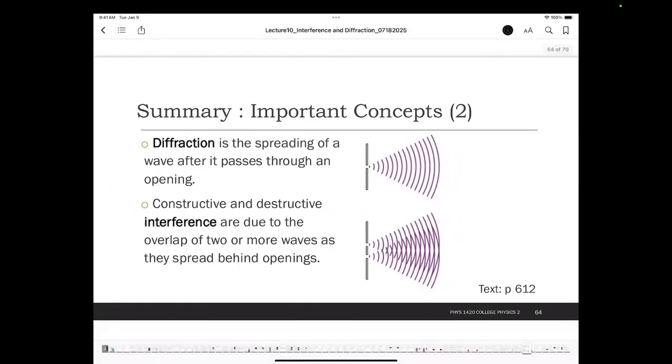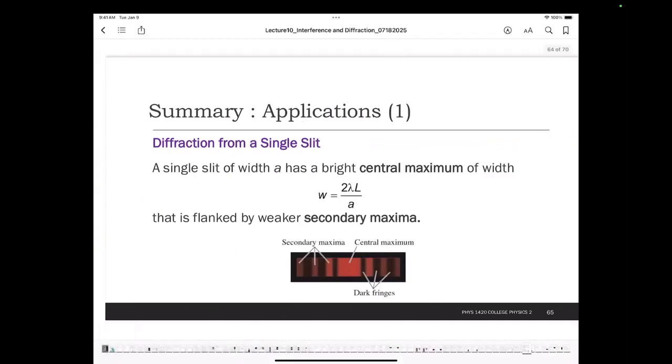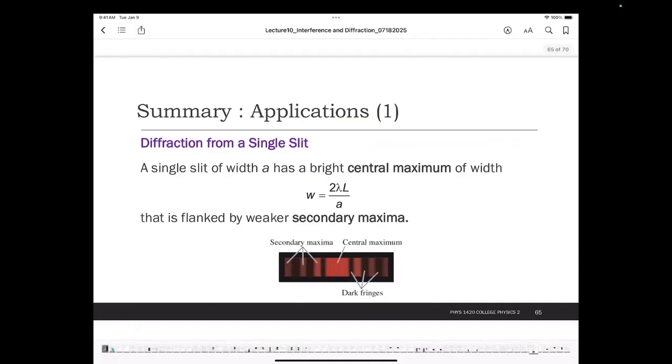Diffraction is the spreading of a wave after it passes through an opening. Here is an opening, and it will have the diffraction phenomenon. Constructive and destructive interference are due to the overlap of two or more waves as they spread behind the opening. There are some constructive and also destructive. Also, we talk about some applications.